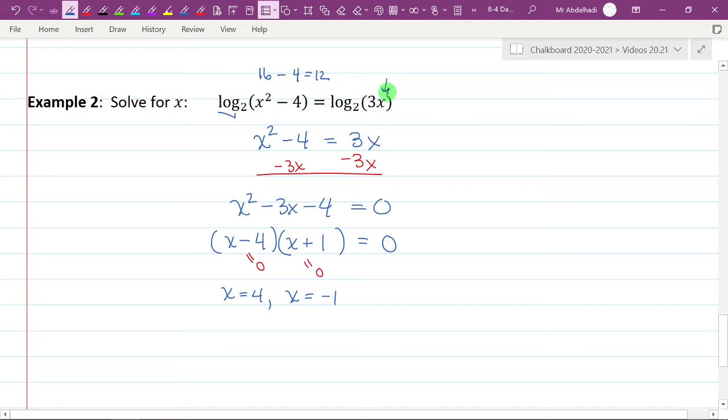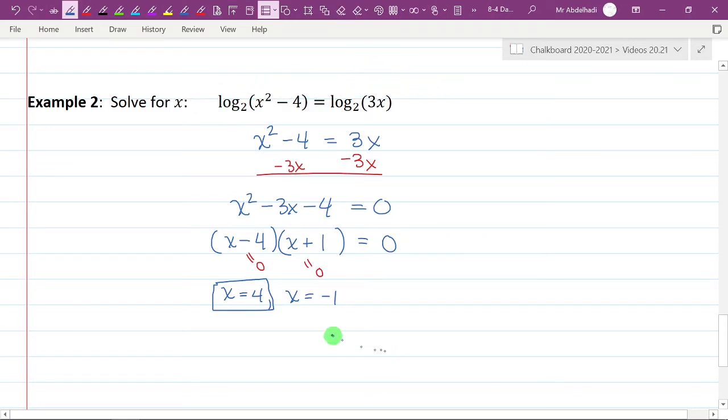Plug in your 4 here, you're taking the log of 3 times 4, which is the log of 12, also fine. It doesn't matter what the base is in these, we're talking about just what do you take the log of. So these are the log base 2 of 12 in both cases, which is fine. So x equals 4 is a good answer. Just coincidentally, it happens to be the positive answer, but that's okay. All right, just don't assume.